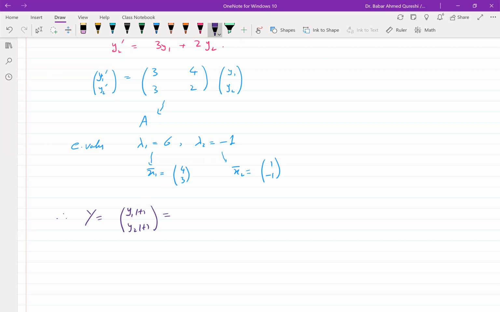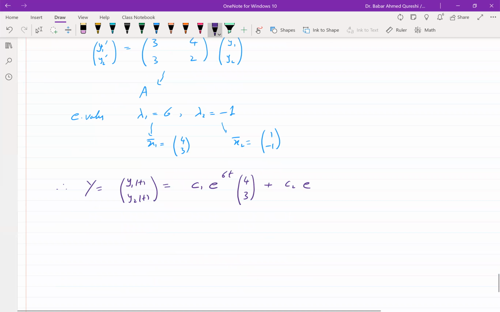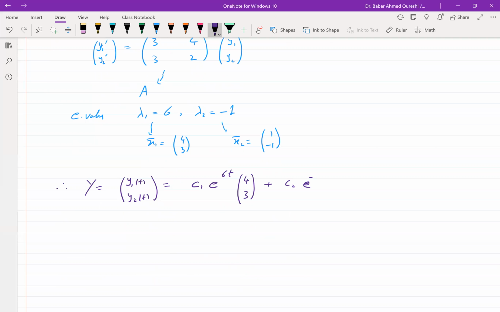equal to C1 e^(6t) (4, 3) plus C2 e^(-t) (1, -1).